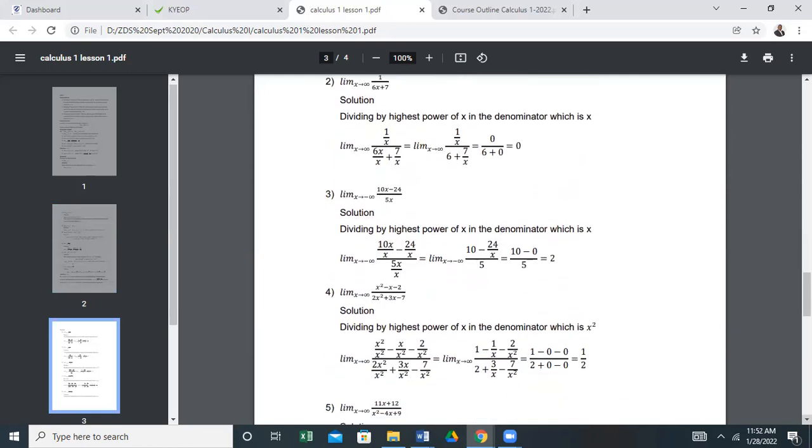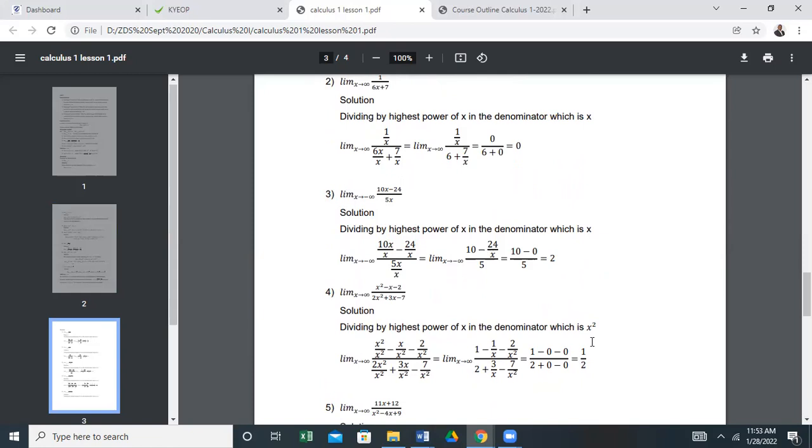I have another example here. Get the solution of this. Again, introduce the highest power of x in the denominator. So I think now it's becoming easier. So it is 10x divided by x. You cancel out the x's, you're going to get 10. Then minus 24 over x, which tends to 0. And then I have 5x divided by x, which is 5. Our answer will be 2.